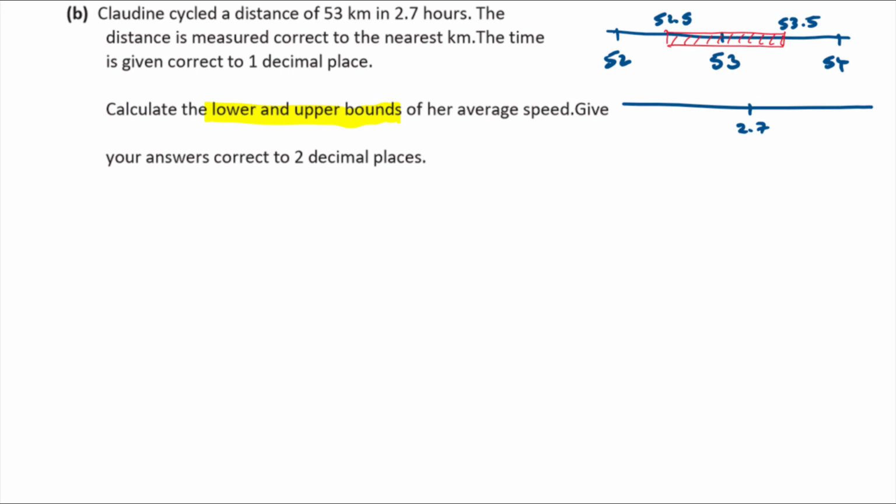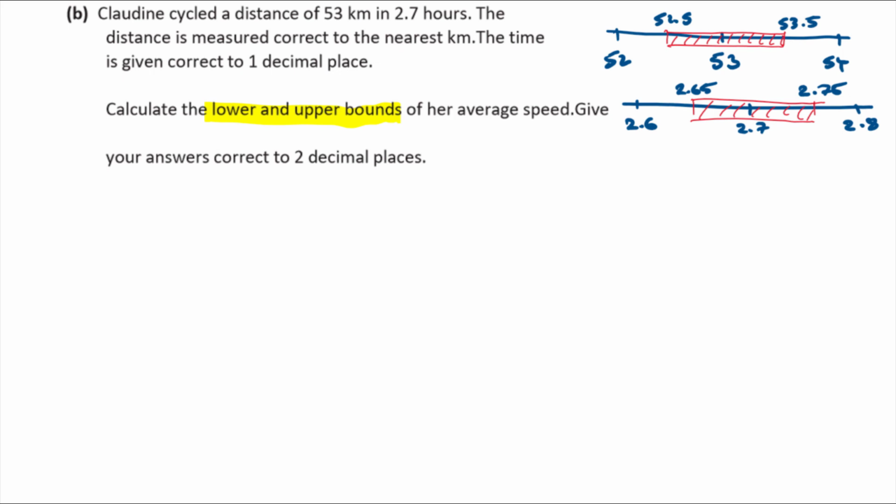Time is given correct to 1 decimal place. So 1 decimal place above 2.7 would be 2.8, and 1 decimal place below 2.7 would be 2.6. Halfway between them is going to round to 2.7. So this area here, what are the boundaries? Halfway between 2.6 and 2.7 is 2.65. Halfway between 2.7 and 2.8 is 2.75.